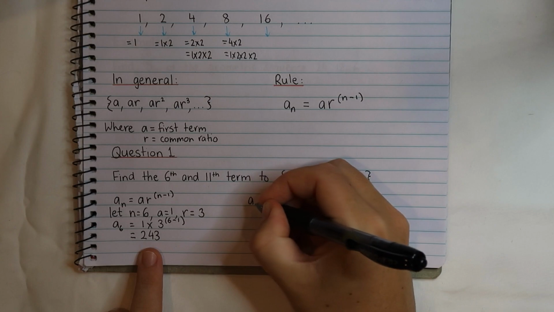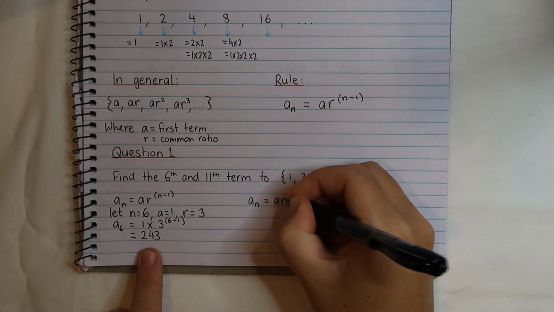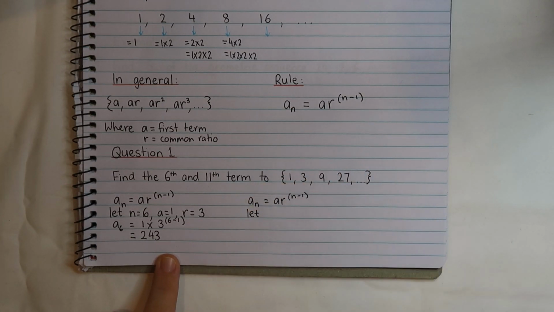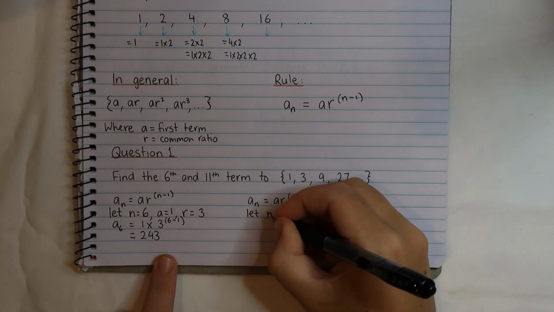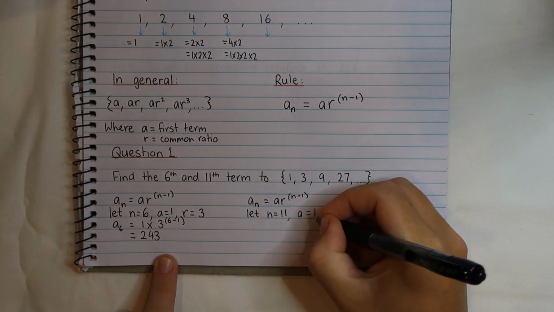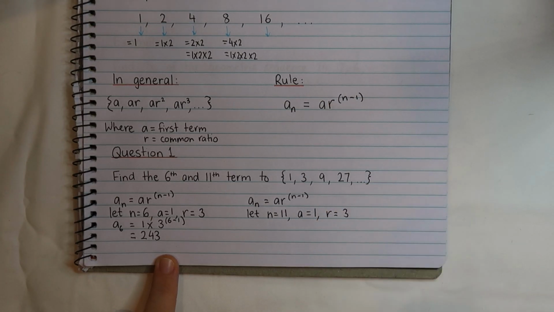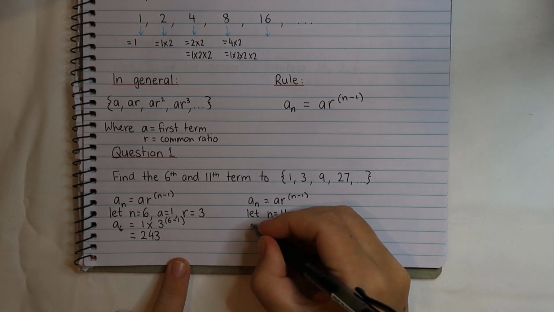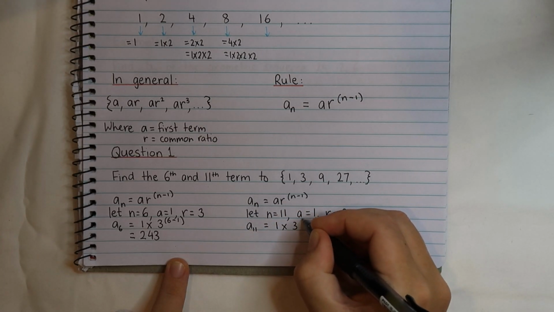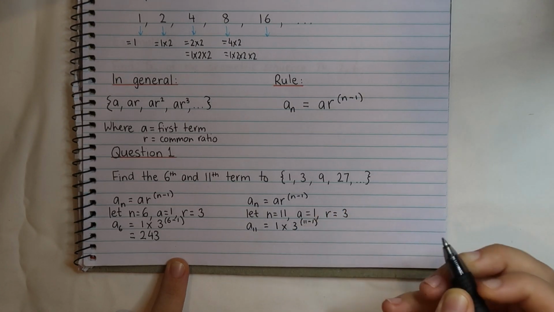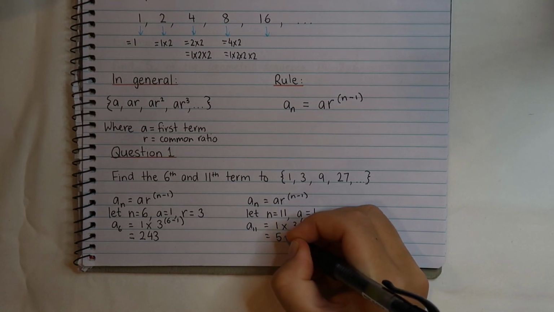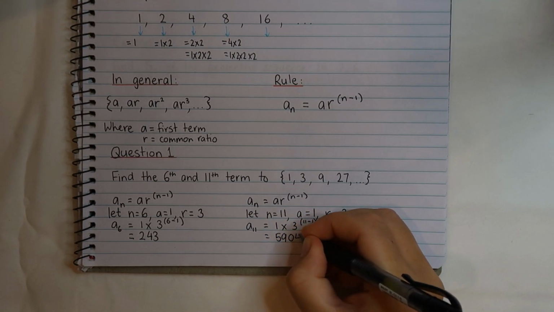So let's now find our 11th term. Again, let's write down our formula. Let's state what we are going to sub in. So let n equal 11. Again, a is going to equal 1, and r is our common ratio of 3. So a_11 is equal to 1 times 3 to the power of 11 minus 1. After you put this into your calculator, you will get 59,049.